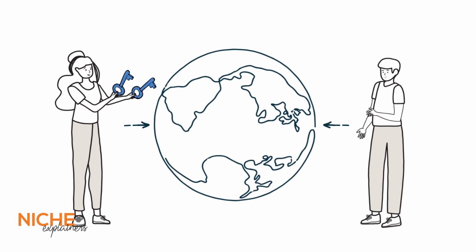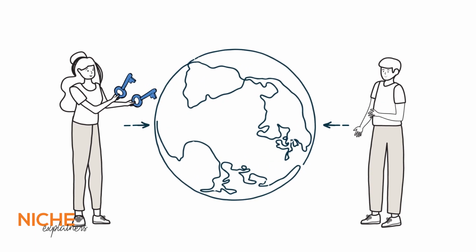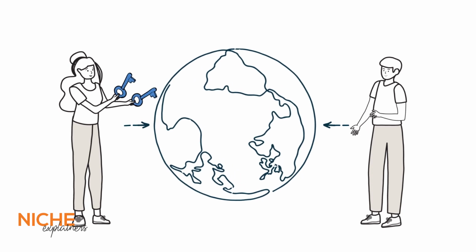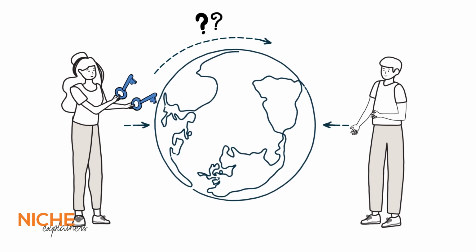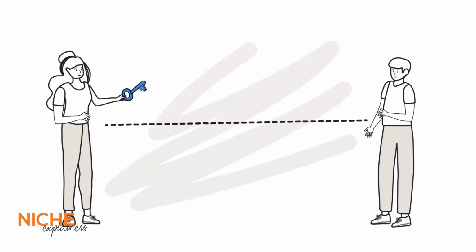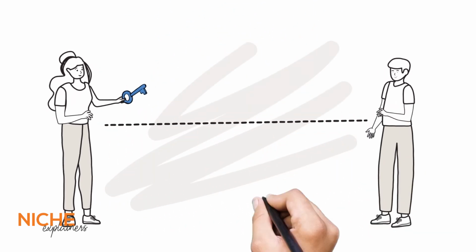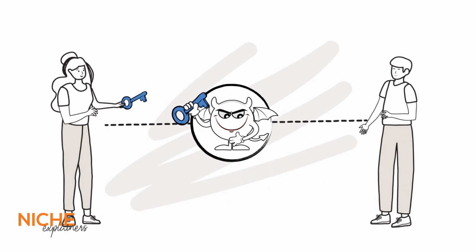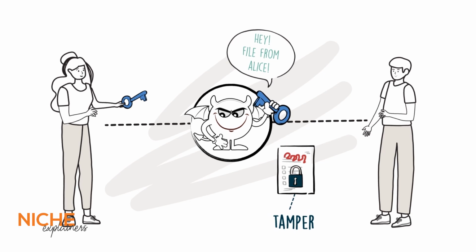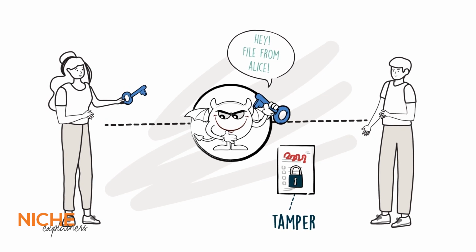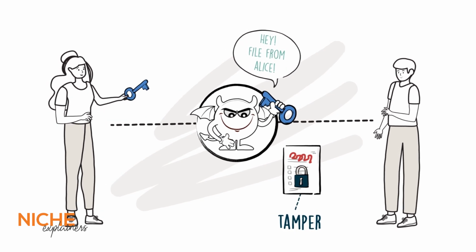Let's say Alice wants to send Bob a private message and has created two identical keys. How does she send Bob the key so he can decrypt her messages? If she tries to send the key to Bob in the open, it might get intercepted and enable someone to take a copy of the key and eavesdrop on her communication with Bob, or even worse, tamper with their messages.